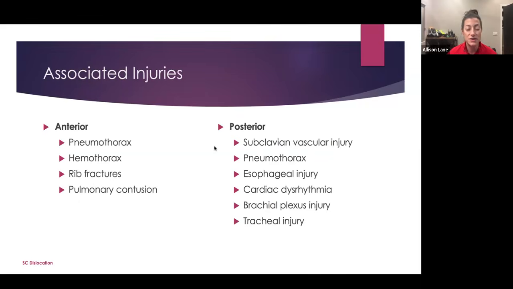But with that posterior dislocation, we even more so need to be concerned about other injuries, including those, but also subclavian vascular injury, esophageal, tracheal injury, brachial plexus injury, and then even cardiac dysrhythmias. If you think about all of those things that are located in the central chest, there is the potential for injury.